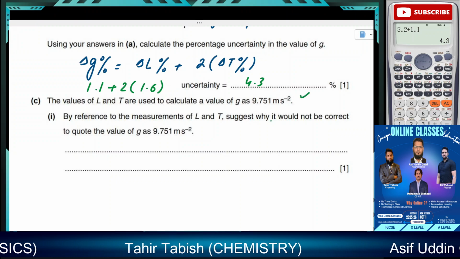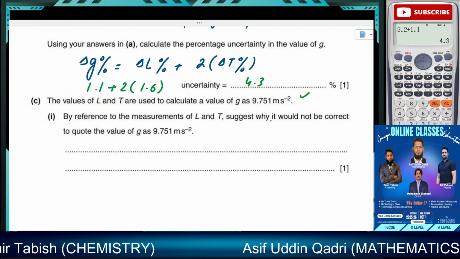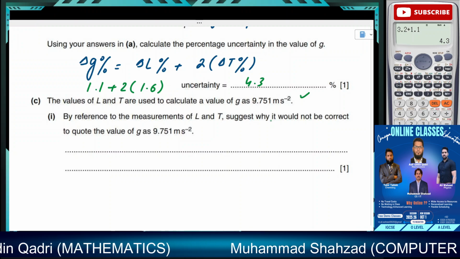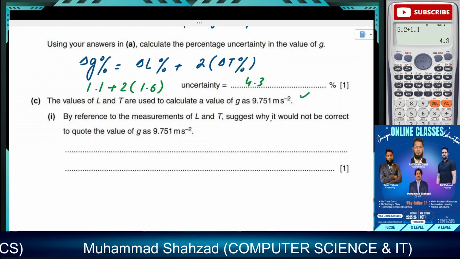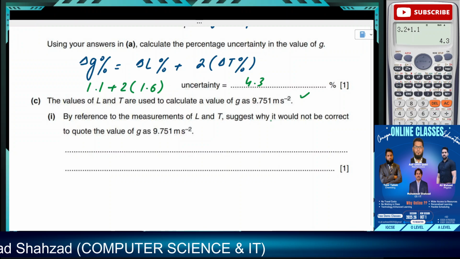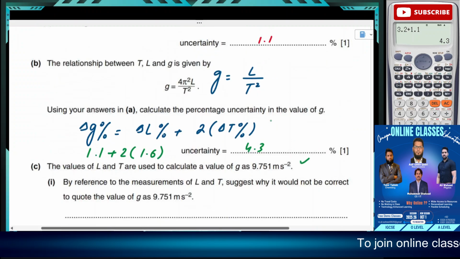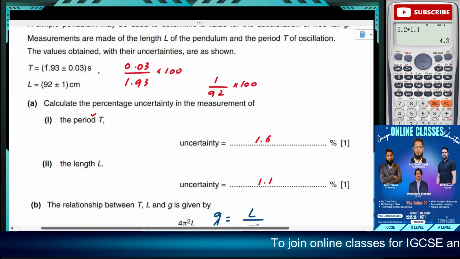By reference to the measurements of L and T, suggest why it would not be correct to quote the value of g as 9.751 meters per second squared. Let's take a look at the raw data. The first raw data is in 3 SF, the second raw data is in 2 SF.